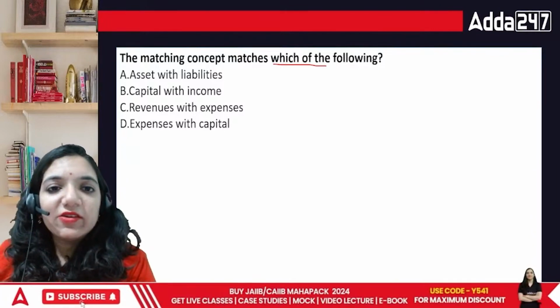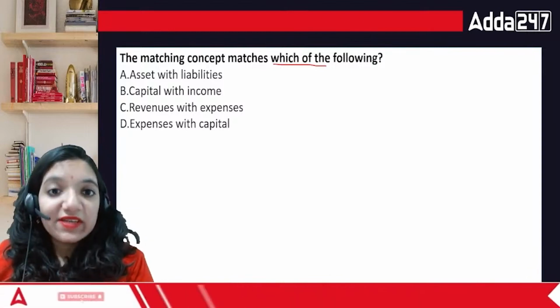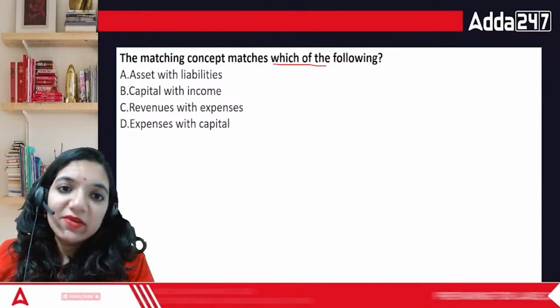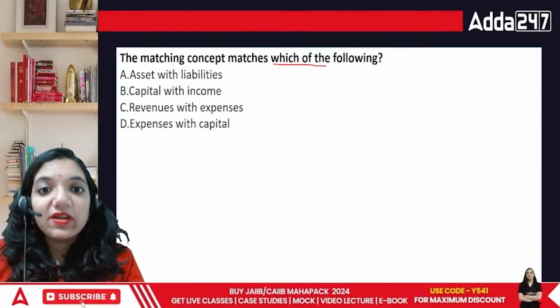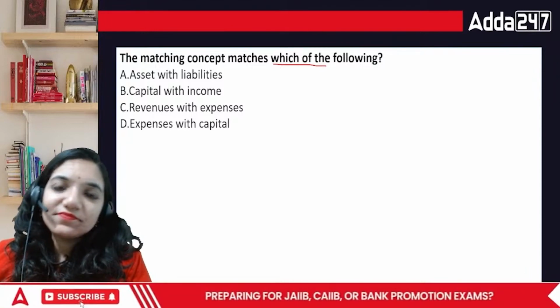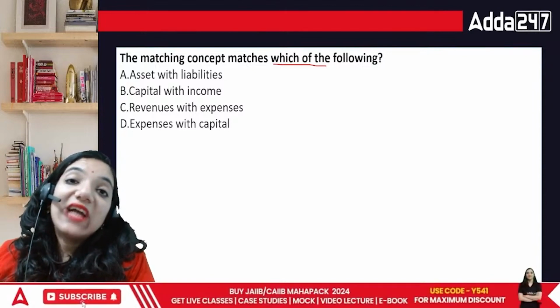Now people think that the dual aspect concept is this only. That means debit side is equal to credit side, but that's not the case. Assets with liabilities, capital with income, revenue with expenses, or expenses with capital. What's the answer in this case, everyone? It is not debit equal to credit. But always remember, it is dual aspect concept.